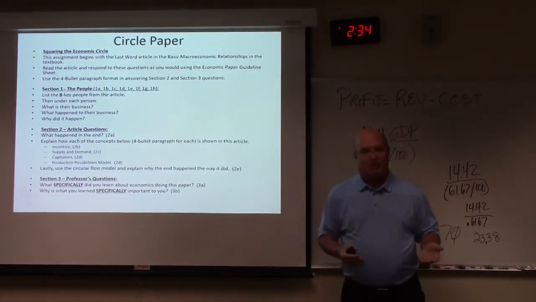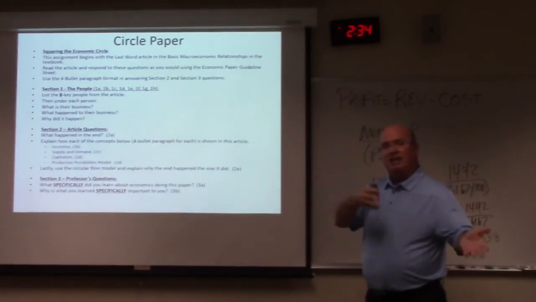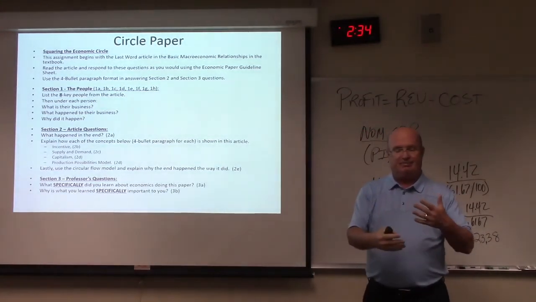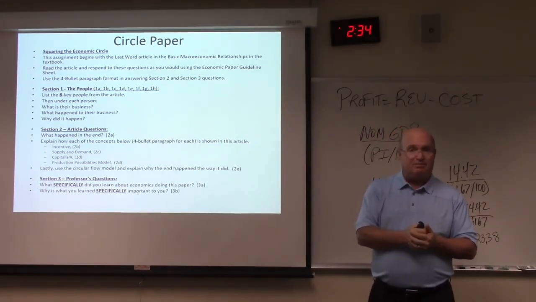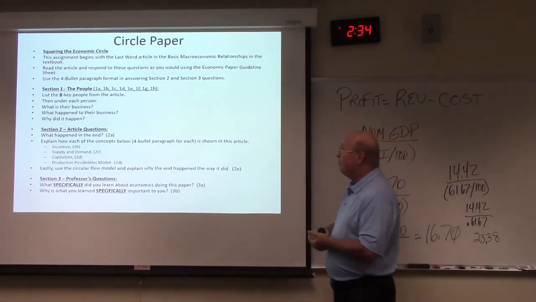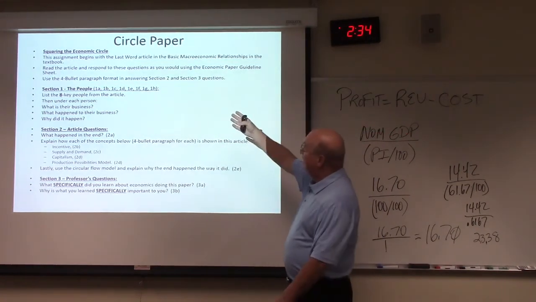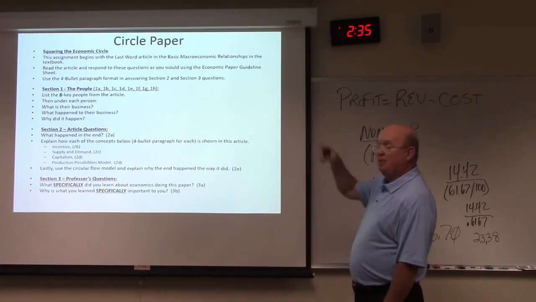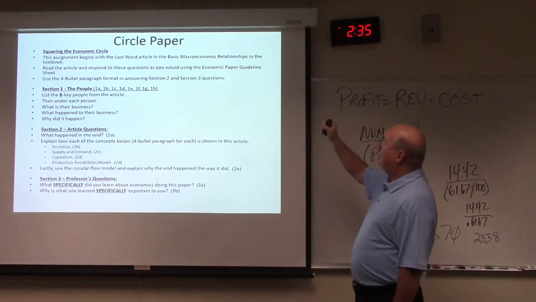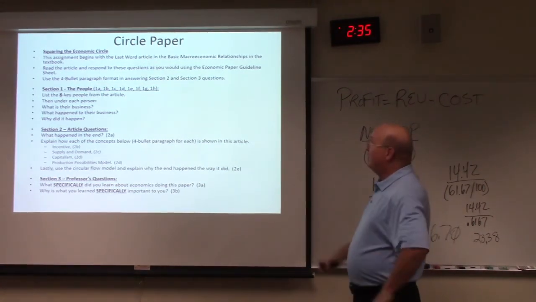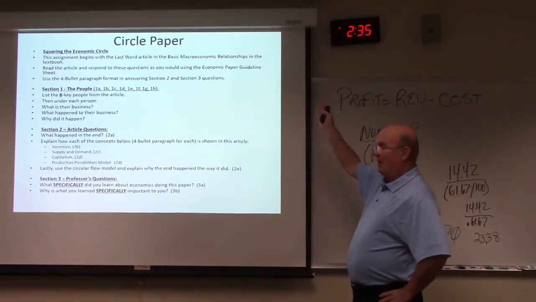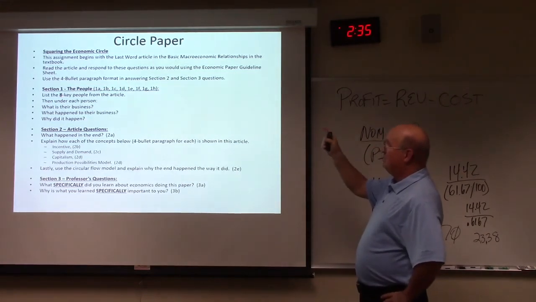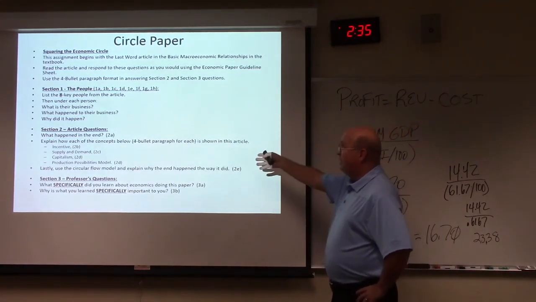Now, you have a paper. It's called the circle paper. Take a look in the folder in Canvas. And it is an article. It's in the textbook. It's the Last Word article in the basic macroeconomic relationships chapter of the textbook. So don't read the chapter, but what I want you to do is go to the Last Word segment there. Read the article and respond to the questions that are down here.